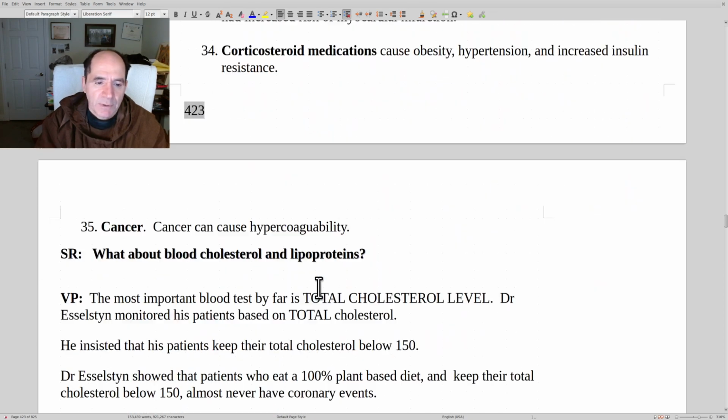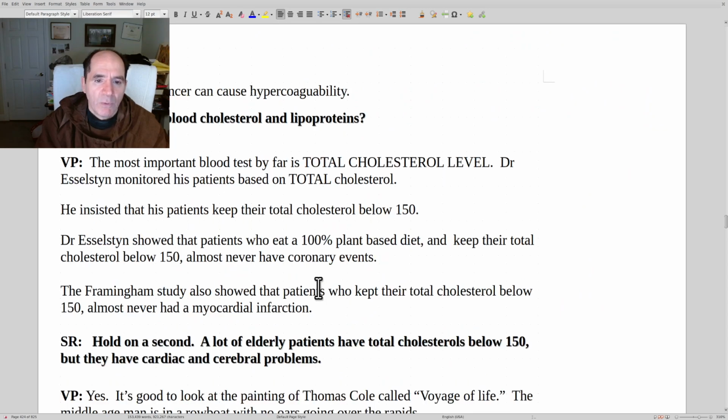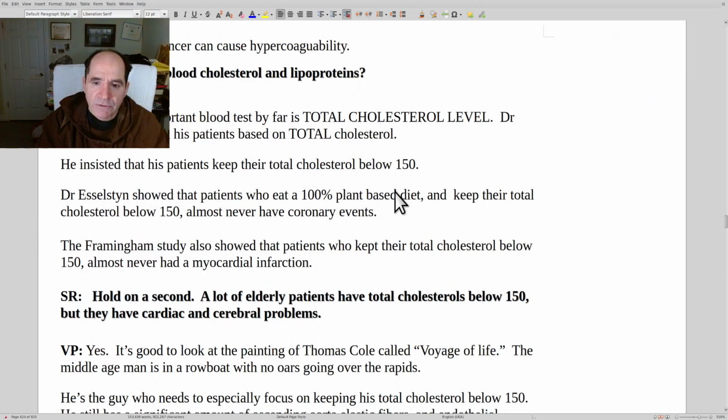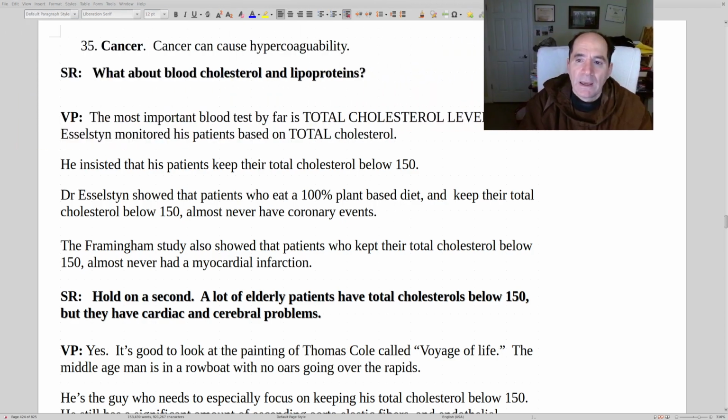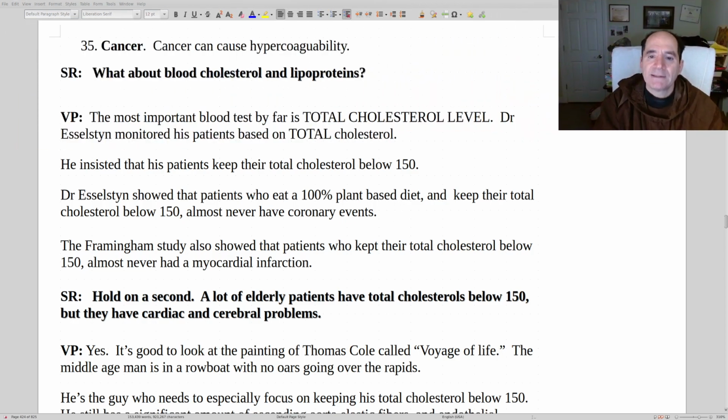Then there are corticosteroid medications. What about blood cholesterol and lipoproteins? The most important thing to know is total cholesterol. It's pretty easy to follow, and there's a lot of data on that.